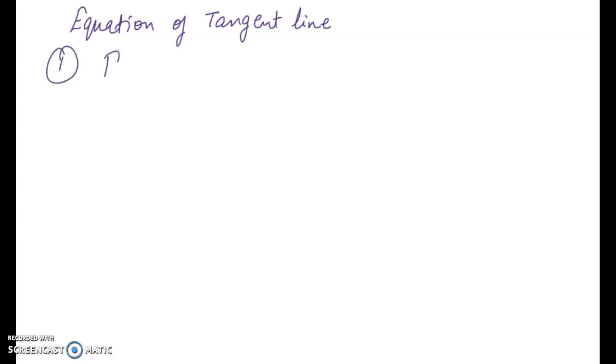Hi there. In this video, we will talk about the equation of a tangent line. When they are asking for the equation of a tangent line, what they are literally asking for is to find the slope and then find the equation. So first, I need to see whether they have given us x and y coordinates. And from these coordinates, I will find the slope.